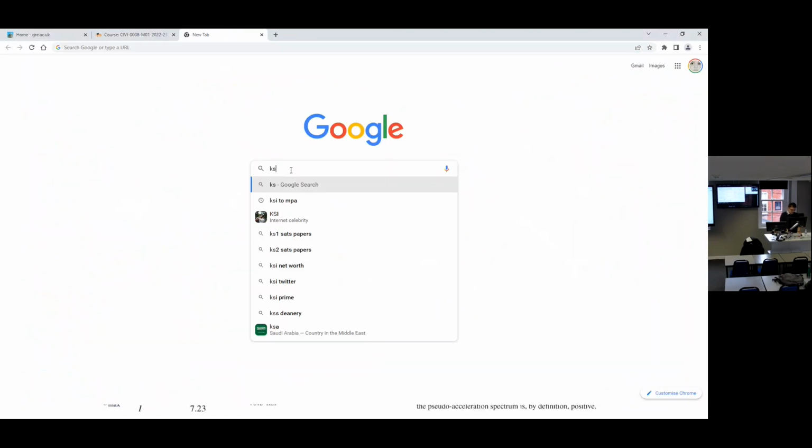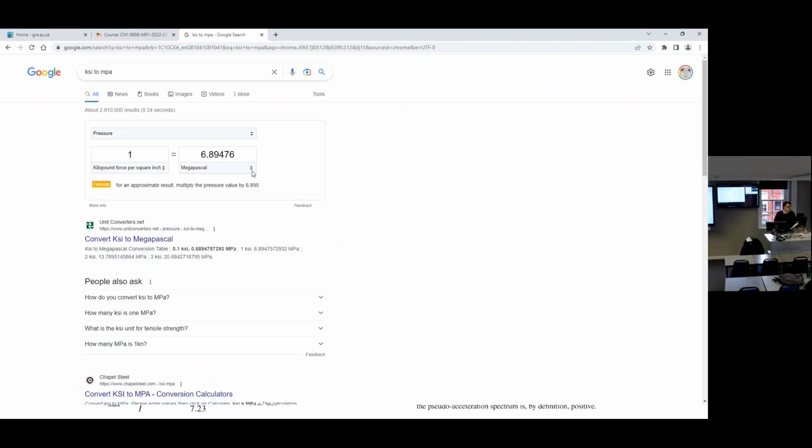It's easy to do, but for KSI to megapascal, just Google it. We have 46.5 KSI, which is equal to 320 megapascal. Is it okay or not? It's steel. Is 320 megapascal okay for a steel structure or not?